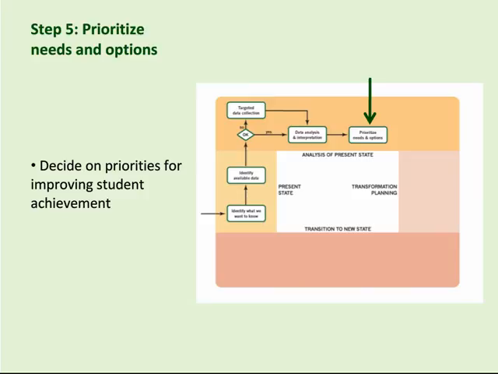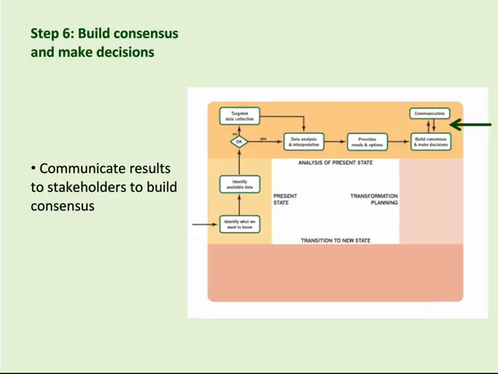After interpreting your data, you will need to decide on your priorities for improving student achievement. Keep in mind that you will have more success in strengthening student performance if you set only a few priorities. These priorities should be established through a process of communication with stakeholders to build consensus.